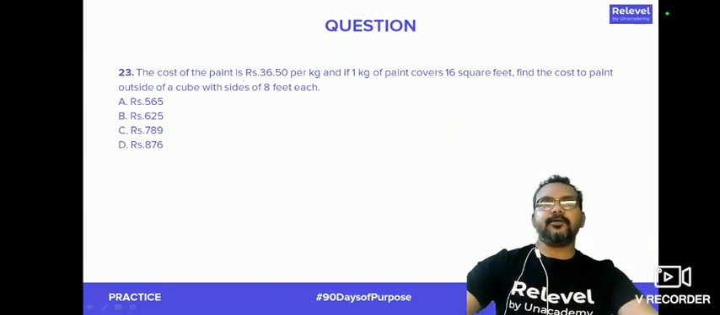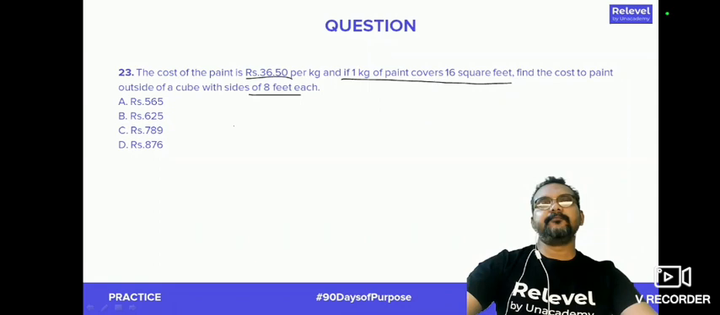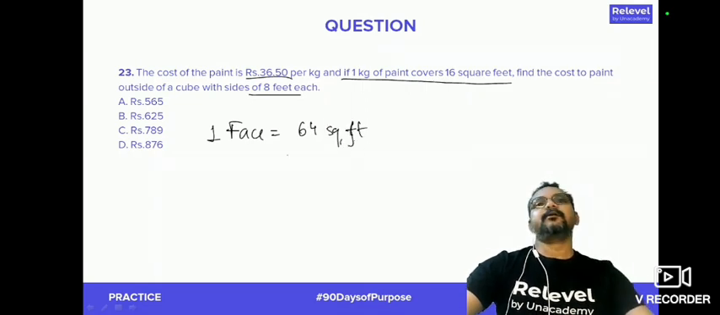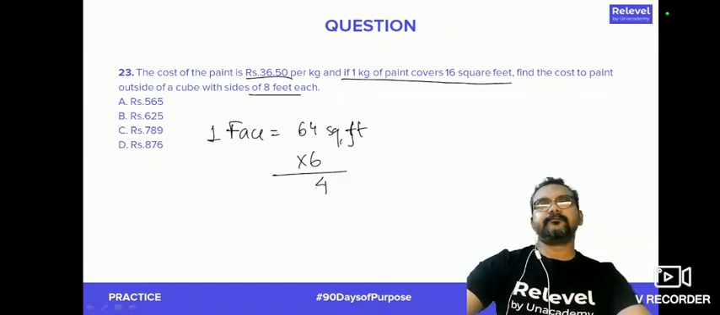23. The cost of paint is rupees 36.5 per kg and 1 kg covers 16 square feet. So you have a cube with 8 feet each side. So the area of each face is 64 square feet. Okay, 8 square. There are 6 faces. So the total area, 64 times 6, is 384 square feet. That's what you need to color.